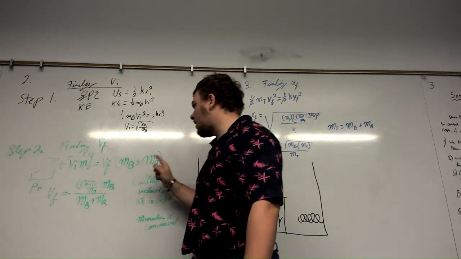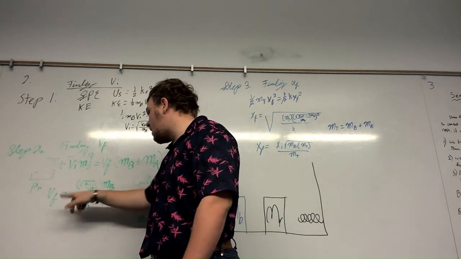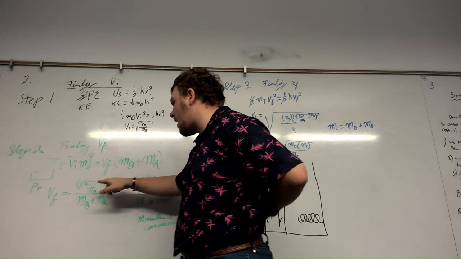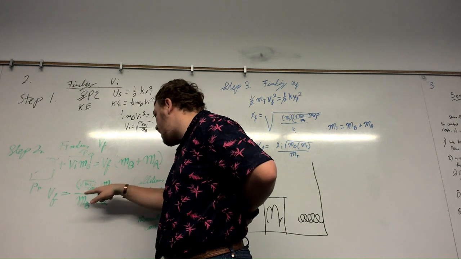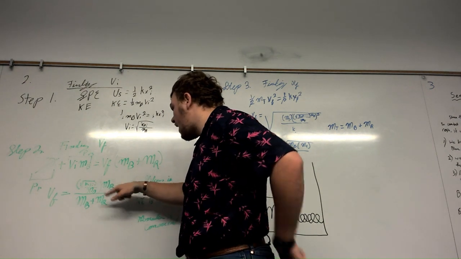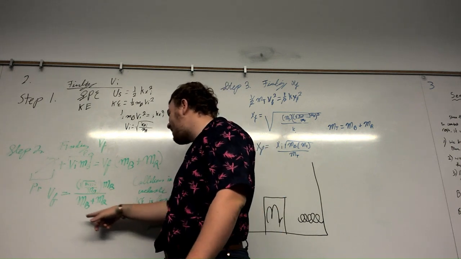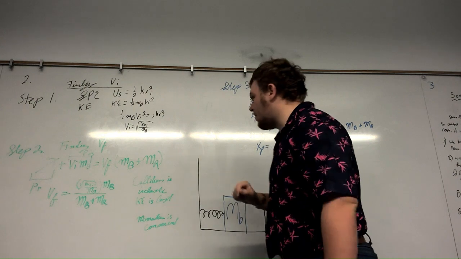If we plug that in and solve for our final velocity, we get that the final velocity of the system is equal to the square root of k x_i squared divided by m_b, times m_b, the mass of the blue box, divided by the total mass of the system. And that is it for step two.